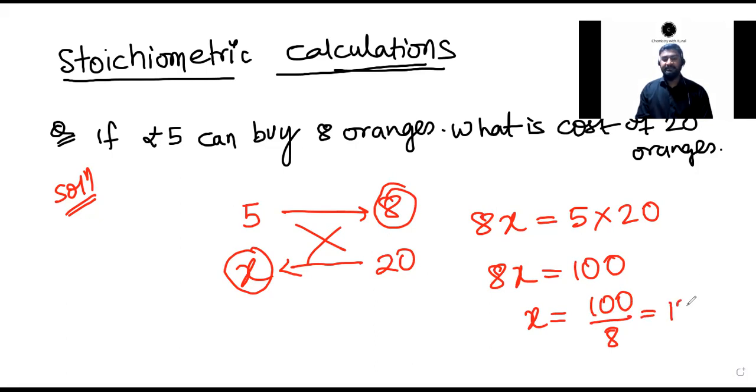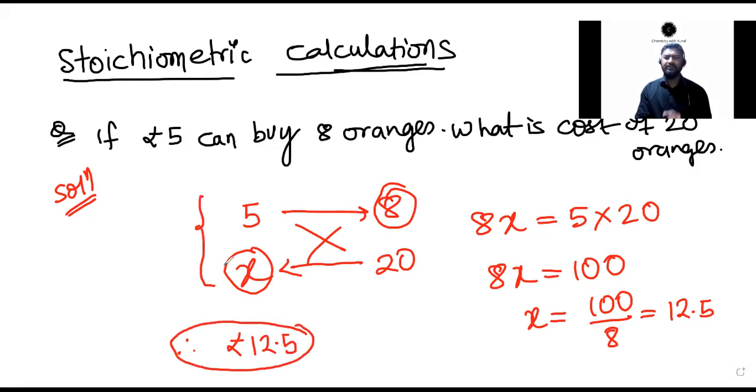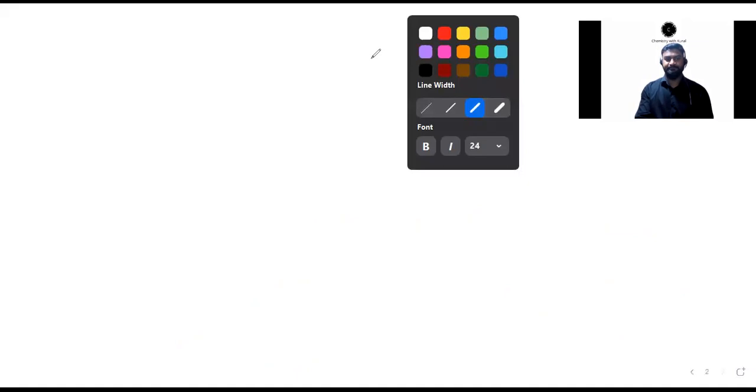That means we need 12.5 rupees to buy 20 oranges. So therefore, rupees 12.5 would be needed to buy 20 oranges. Again, the process is important. This is called the unitary method. So I'm going to follow this a lot of times in the class today. So let's start with the concept. Okay, so let's go to the concept and see what it is like and how to do it.